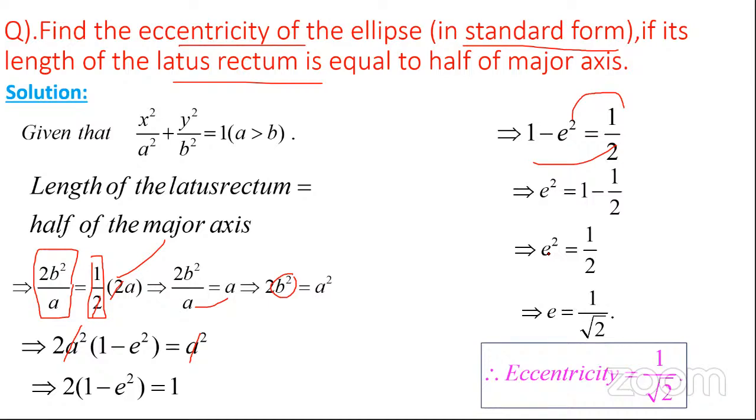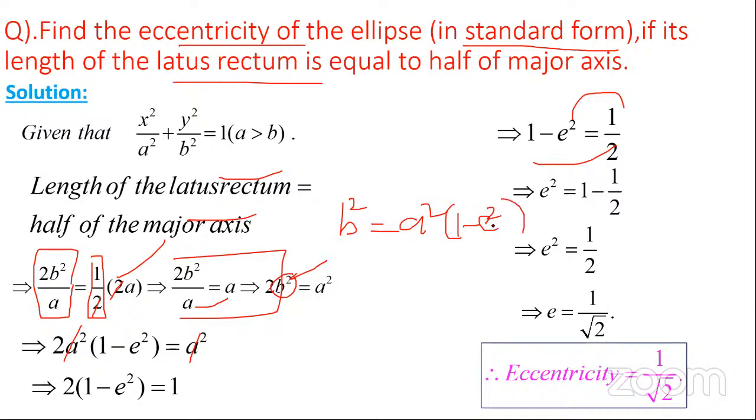Once again, I'm repeating this question. Find the eccentricity of the ellipse if its length of the latus rectum is equal to half of the major axis. First we know the formula for the length of the latus rectum and half of the major axis. Then we can solve from these to get the e square value. We know that b square equal to a square of 1 minus e square, and from that you can solve easily. This is the solution for the given question. And next one.